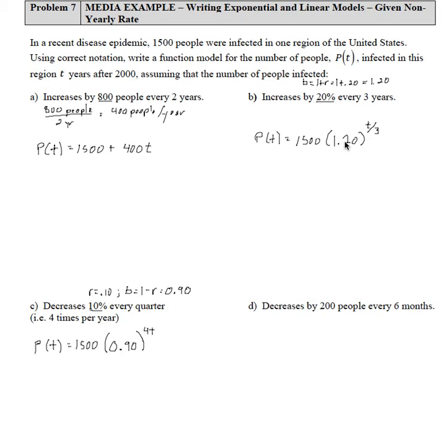So notice, if my increase or decrease is applied every certain number of years, I'm going to divide by that number of years. If it's applied more than once per year, I need to multiply by that amount in my exponent.